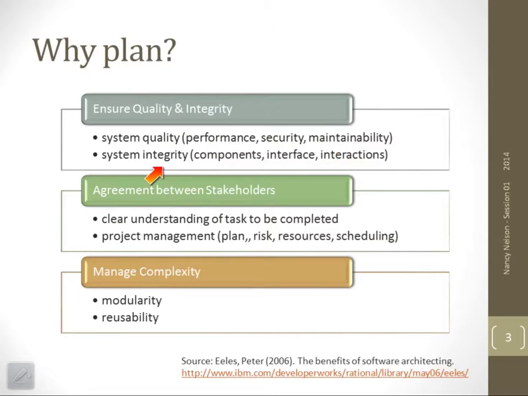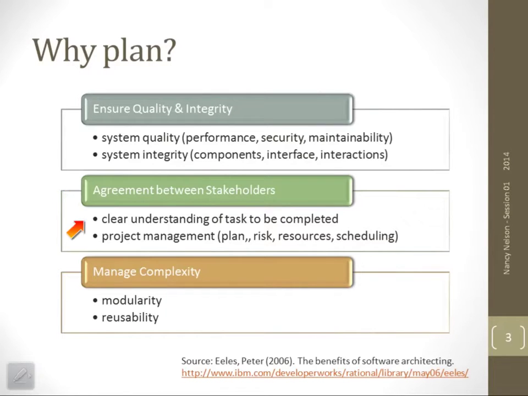In terms of integrity, the components that we build into the system should be the right ones to choose. The interface between devices and the system, or people in the system, should go smoothly, and the actions should give the correct results. In terms of our plan, it's also really important to make sure that all the stakeholders are in agreement as to what's going to be done.